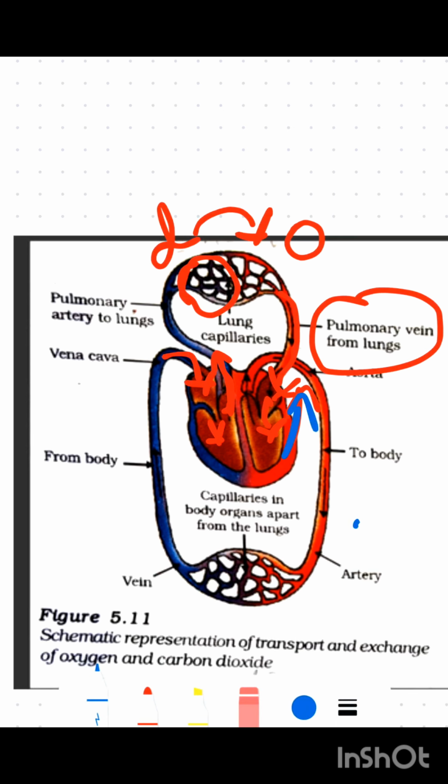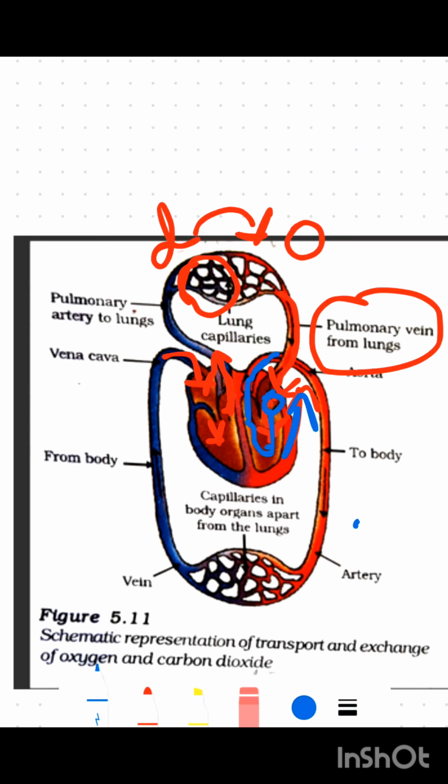So to prevent that backward movement, there is a bicuspid valve here between the left atrium and left ventricle. Okay, the valve is there to prevent the backward movement, that is very important. And then once again it will move towards the aorta.